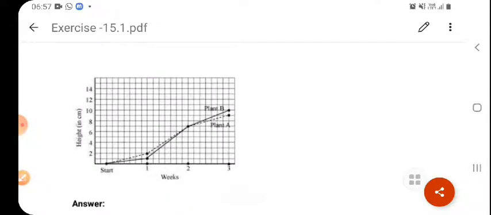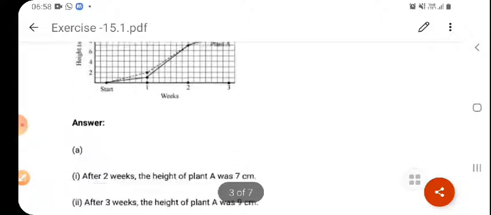After 2 weeks and 3 weeks, the plant will grow in inches. So after the 1 week, plant A is at 1 inch and plant B is at 2 inches, and after the second week plant A and B both are at 7 inches. Okay, and at the 3 weeks time, plant A and plant B are at 9 and 10 inches respectively.